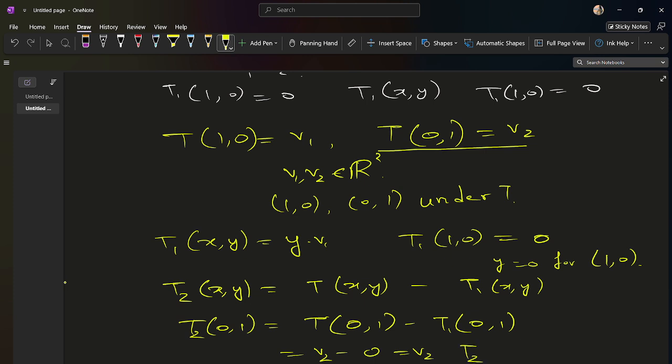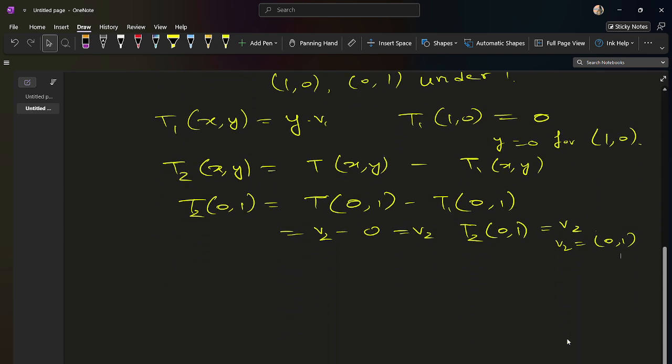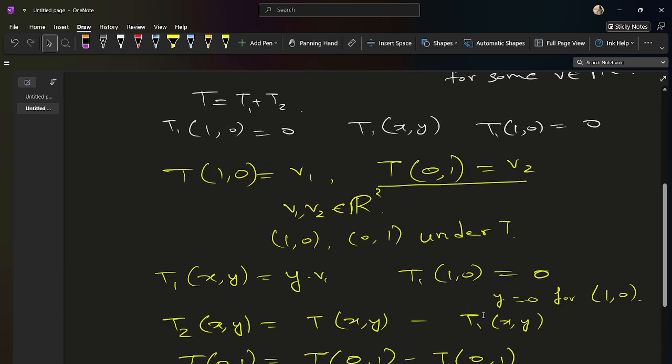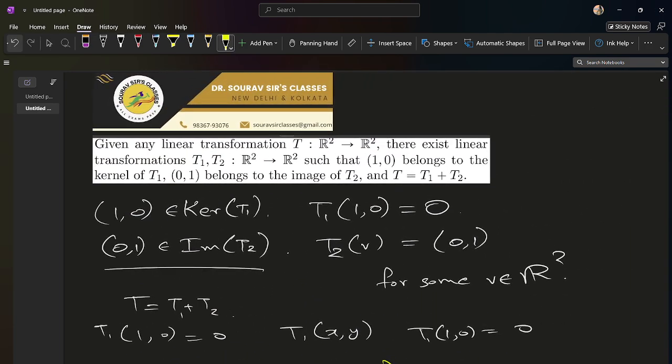That means our T2 of (0, 1) is equal to v2, so (0, 1) lies in the image of T2. So the second condition is satisfied. Clearly T equals T1 plus T2 by construction. So the final conclusion of the statement is that the decomposition exists, so the statement is true. The given statement that we can decompose holds, the decomposition will exist and our statement will be true.